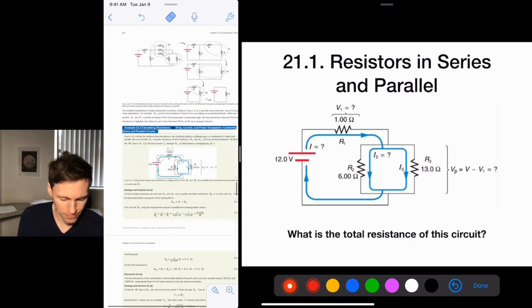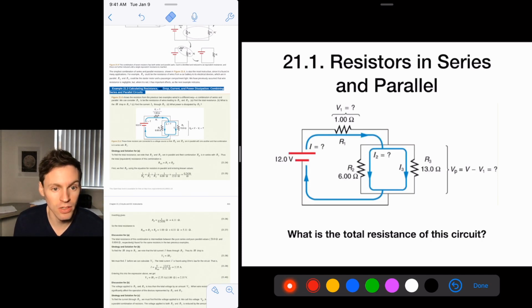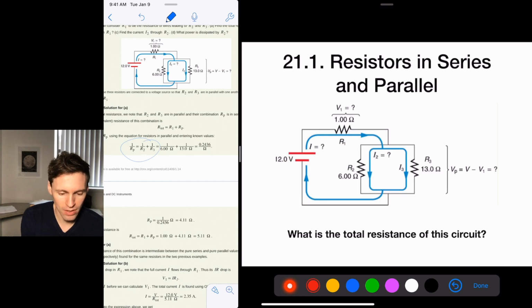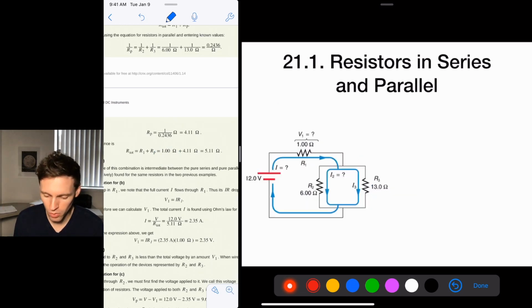Okay, so this is another example. What is the total resistance of this circuit? So on your worksheet, I want you to calculate this. You're going to first add this resistor with this resistor in parallel, get a value for that, and then add that to this one in series and get your total resistance of the circuit. So pause that, unpause that, and this is how you do that. You add the first two in parallel, and then you add that to the 1 ohm resistor in series, and you get the total resistance is 5.11 ohms.